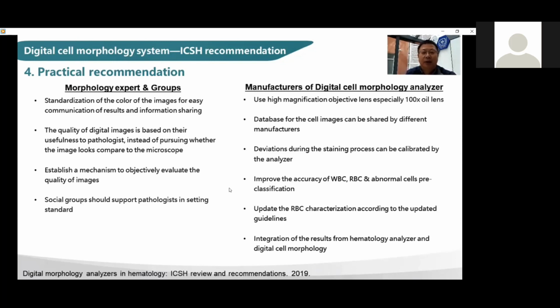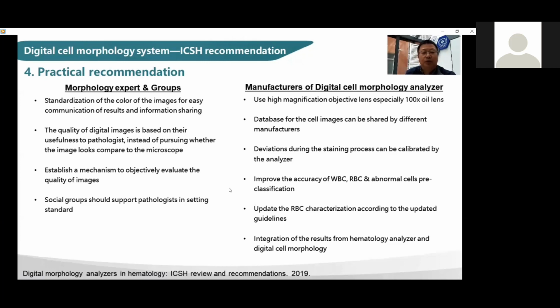I can say that for social groups, we should also support the pathologists in setting the standard. Currently the DM probably uses a 50x or 100x oil lens. Actually, different manufacturers are probably going to use different oil lengths. And the database for the cell image can be shared by different manufacturers.